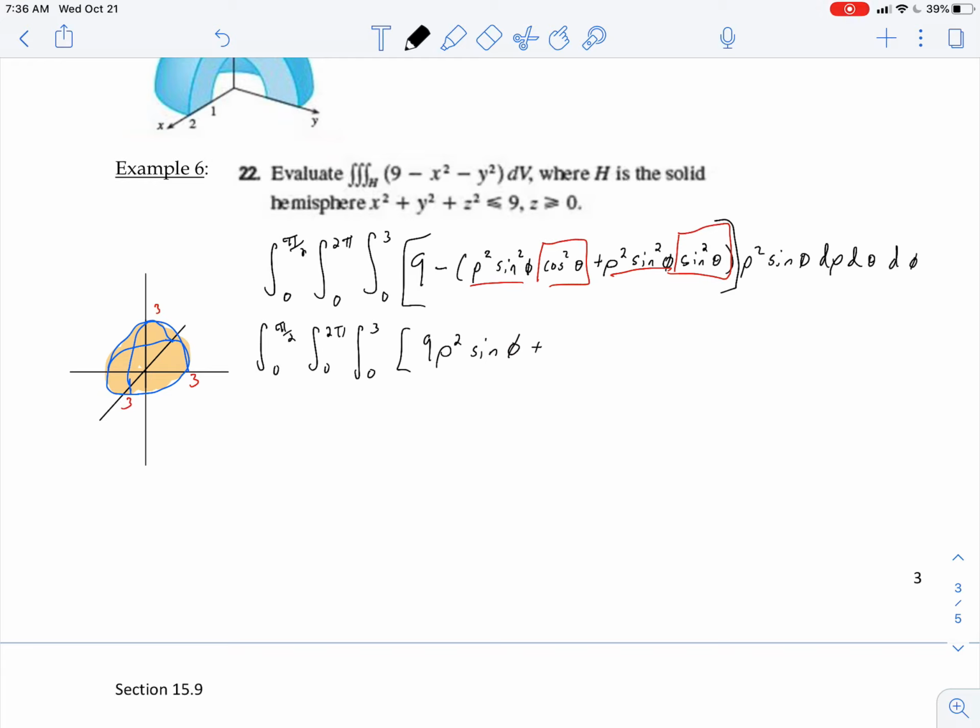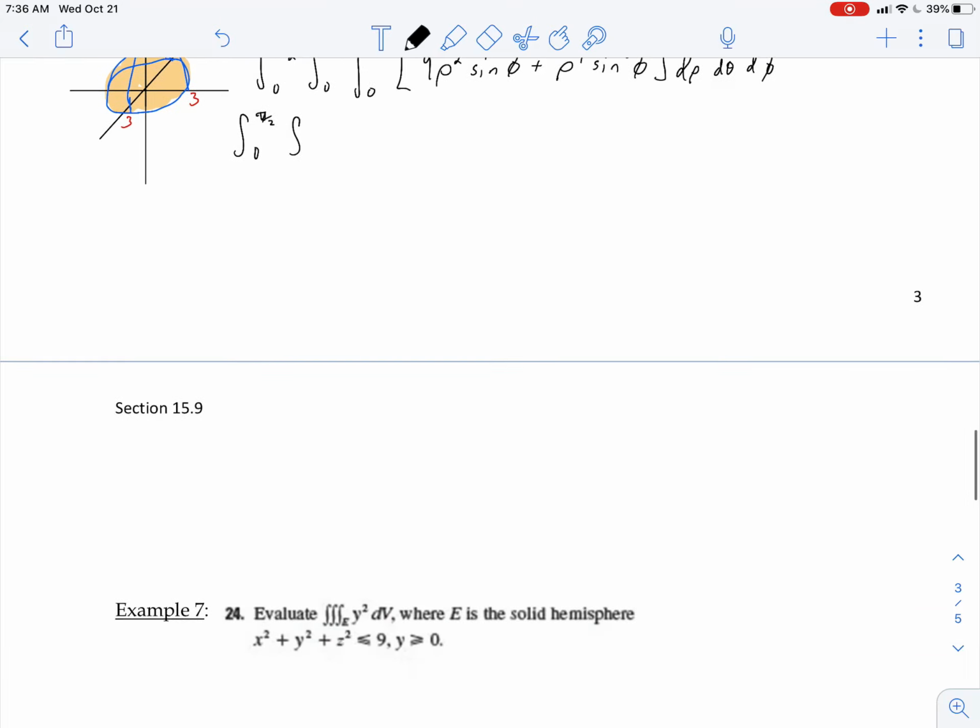And so then I'm just going to have 9 rho squared sine phi plus rho squared, so rho to the fourth, sine cubed phi. And that's going to be d rho d theta, I'm sorry, yeah, d phi.